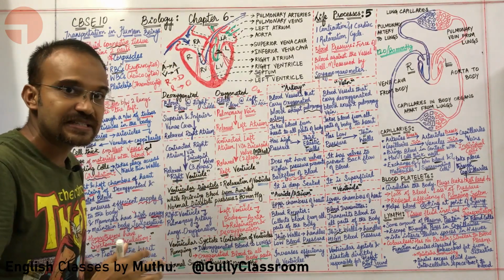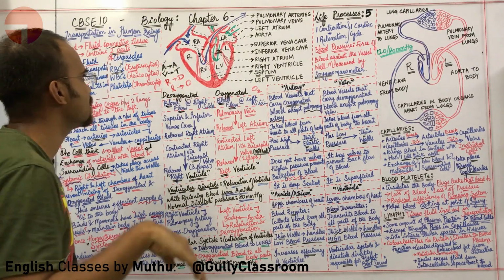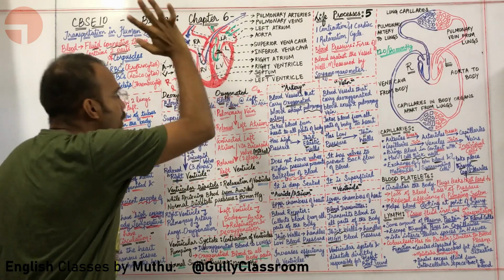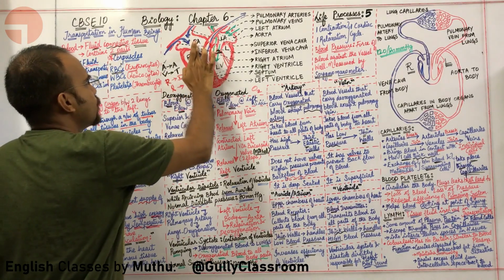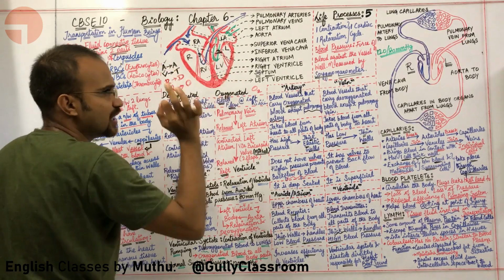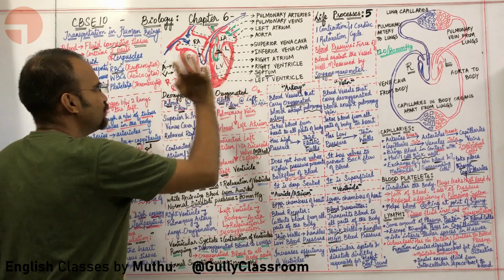Are you able to understand how we are naming the four chambers of the heart? The chambers at the top of the heart are called the right auricle and left auricle. The chambers at the bottom of the heart are called the right ventricle and left ventricle.